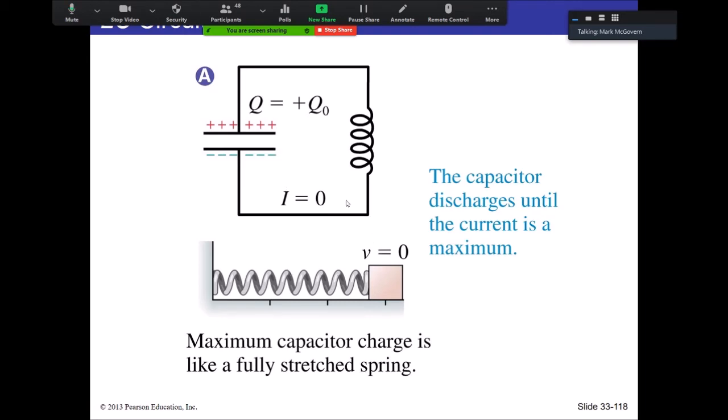Okay. So anyway, capacitor is charged, current starts to flow when we close the switch.